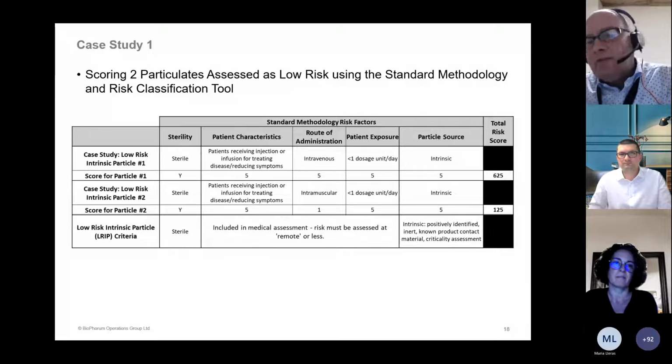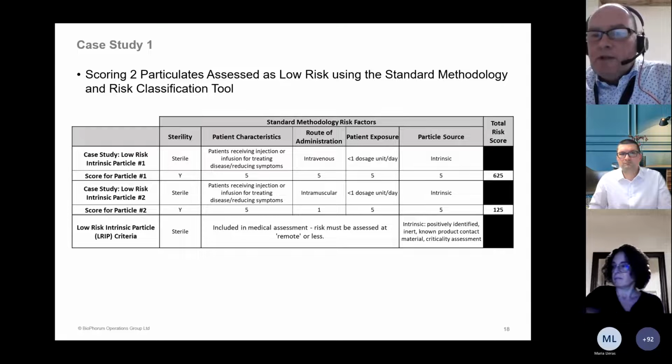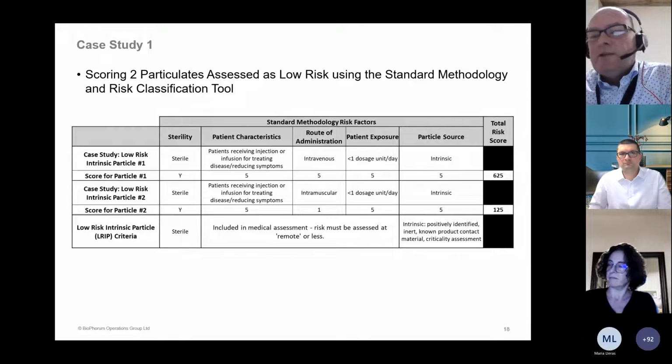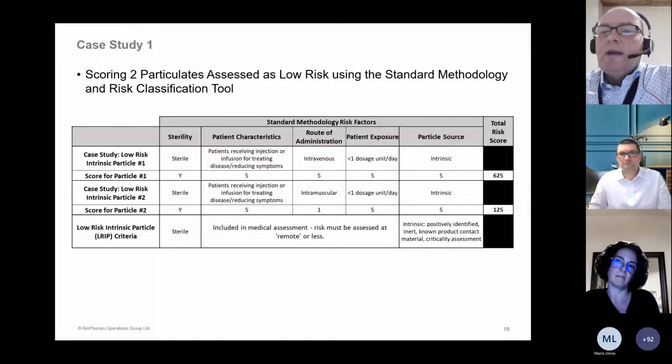And then you see the different things. How is the route of administration? What is the patient's exposure? And it's good to see here that this company looked at it and said, okay, when we have only one dosage unit per day, then we score a 5. And we can say, okay, we see it as a low risk. If you go to the next slide, you see the same.